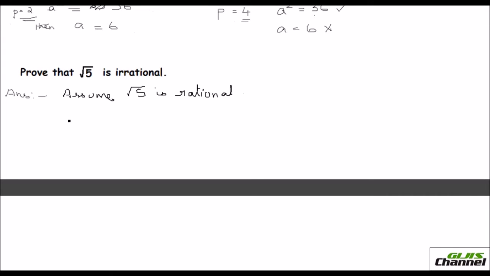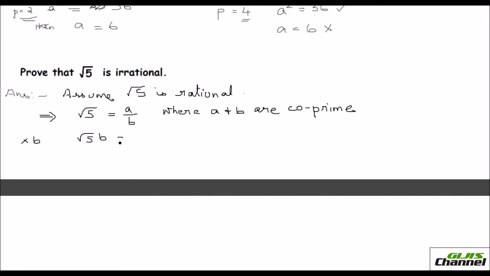For a rational number, you know what the rule is, right? Here root 5 is rational, that is what we have assumed. So as per the theorem and your assumption, this rational number root 5 should be equal to a over b, where a and b are co-prime. This is the normal rule for a rational number. When you multiply throughout by b, you get root 5 b is equal to a.